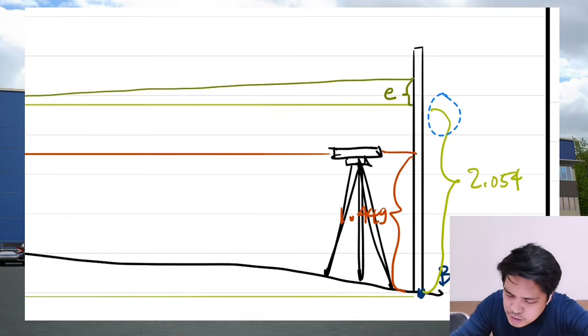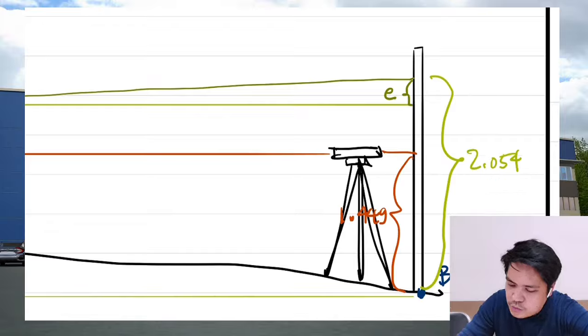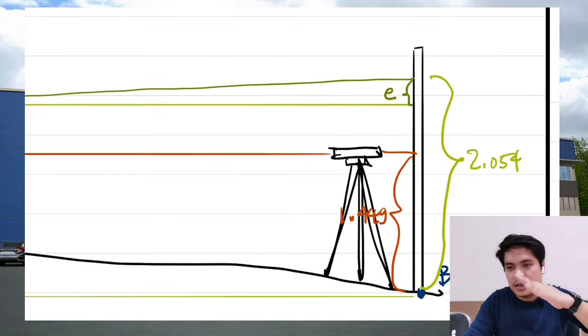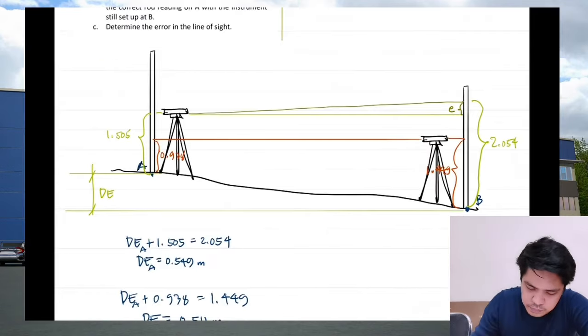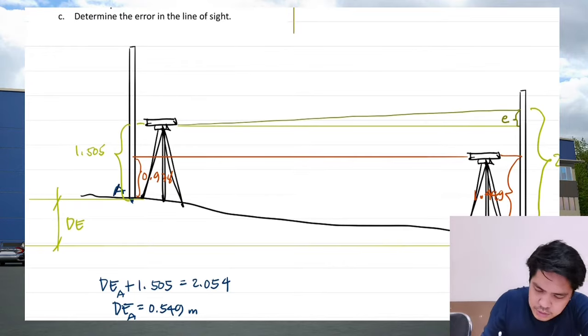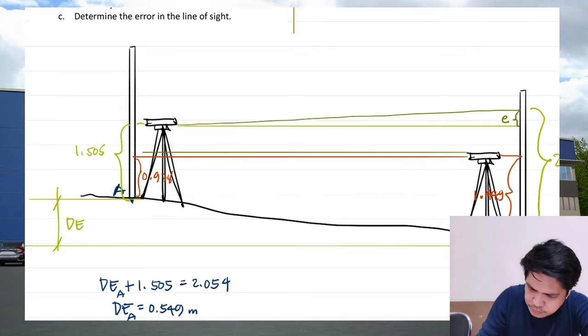So, yung mababasa natin is hanggang dito. Ayan. Yan yung value na 2.054 is actually that value, kasi nakaslant yung line of sight, then yan yung nabasa. Same din dito sa kabila. Sa second situation, second setup.